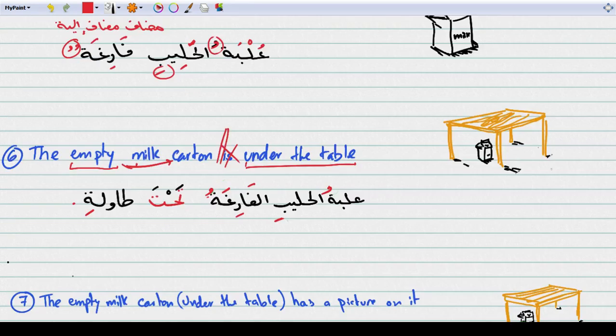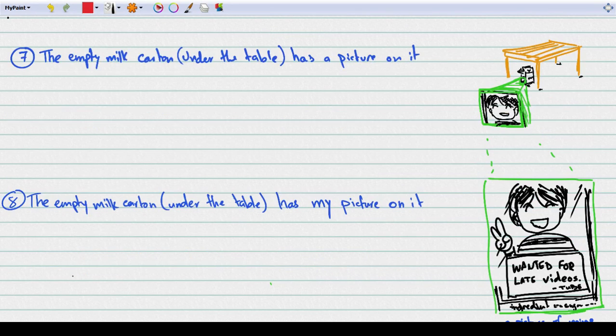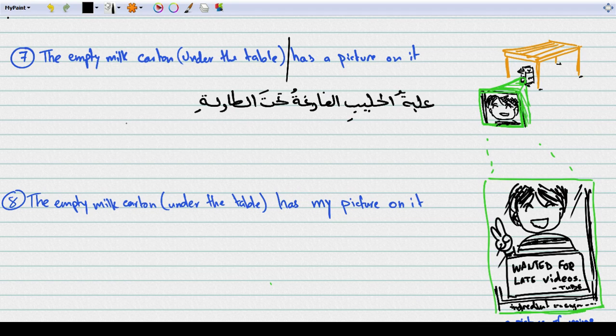I hope this is clear. Let's go on. Now, we'll add one more thing to the sentence. When I say the empty milk carton under the table has a picture on it. Cool? Good. Now, how do you translate that? Well, we have the first part, which is basically علبة الحليب الفارغة تحت الطاولة.